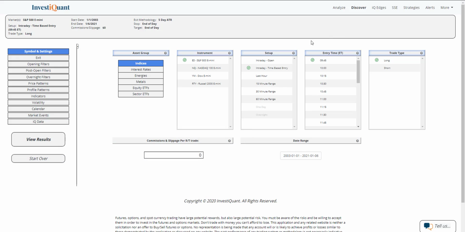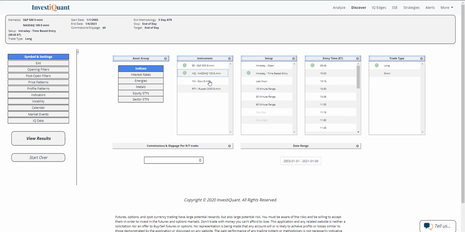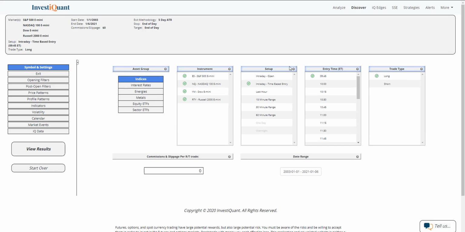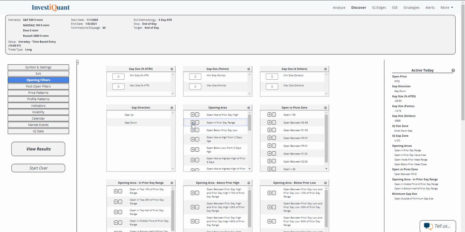Let me go ahead and hop into Discover and set this up. We're going to look at it here in all four instruments. The setup's going to be based upon entering the market long at 3 p.m. Eastern Time, exiting at the close, which is 4:15 p.m. Eastern Time. For the opening filter today, I'm going to use open in the prior day range.